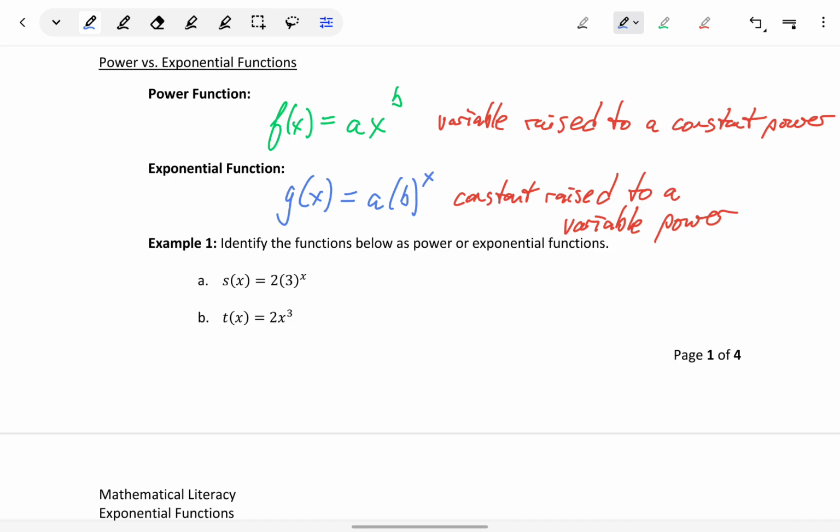In part A, we have a function s of x is equal to 2 times 3 to the x power. In this case, x is in the exponent of that function. So what we have is an exponential function. And in part B, we have t of x equals 2 times x cubed. Here, x is the variable being raised to some power. So what we have is a power function.